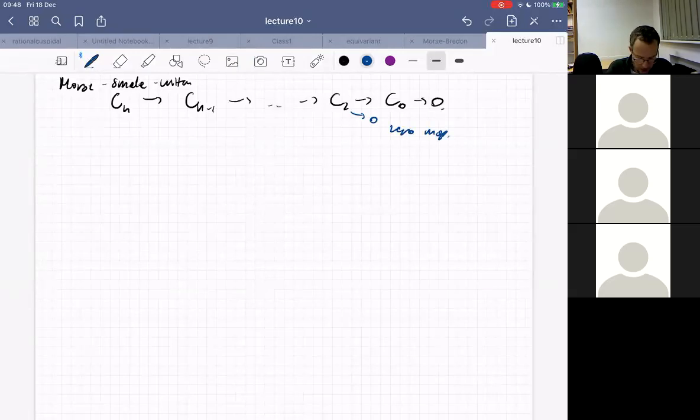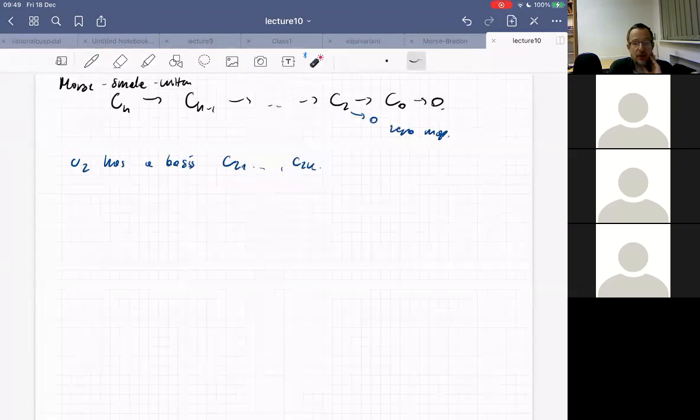And now C_2 has a basis, let's say C_{21}, up to C_{2K}. The complex is acyclic, so the second homology is 0. So this complex is acyclic in this part. In particular, this map from C_3 to C_2 is surjective.